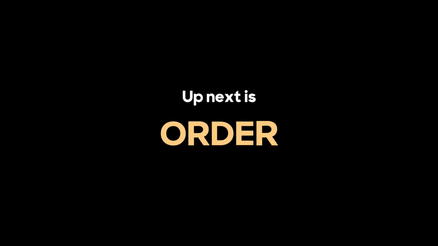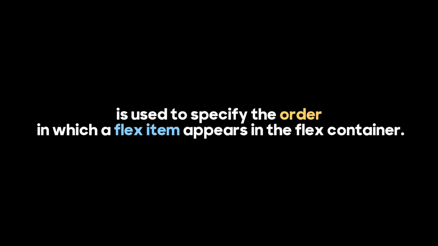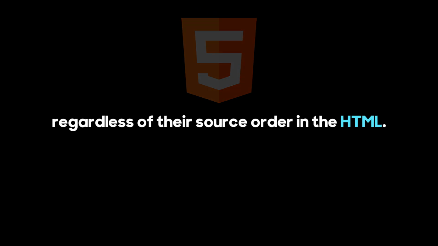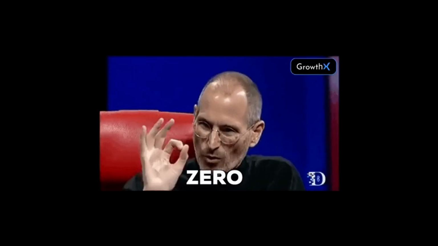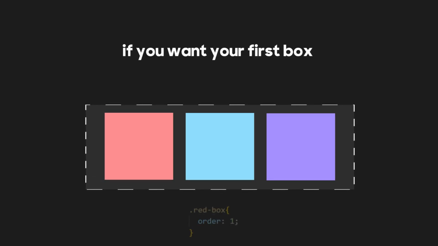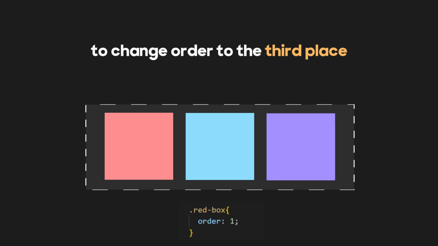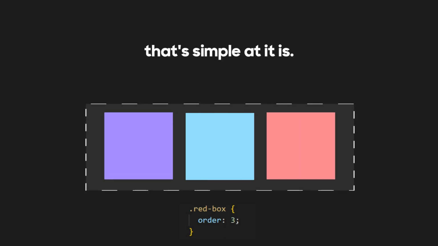Up next is Order. The Order property in Flexbox is used to specify the order in which a Flex item appears in the Flex container. It allows you to control the visual order of Flex items, regardless of their source order in the HTML. The Order property takes an integer value, and the default value is 0. For example, if you want your first box to change order to the 3rd place, you can just type order 3. That's as simple as it is.